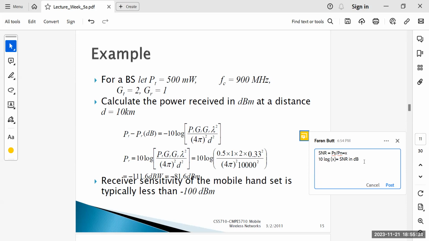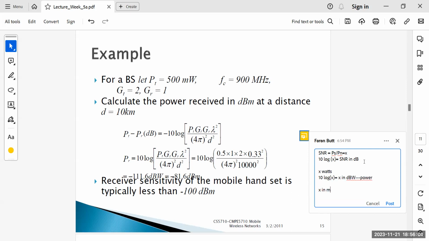But for example, we have something in X watts. So if we take the 10 log base 10 of this X, we will get this X in dB watts. So this is the answer that we have just got. This is in dB watts. This is a unit of power. Just as watts is a unit of power, similarly, dB watts is a unit of power.